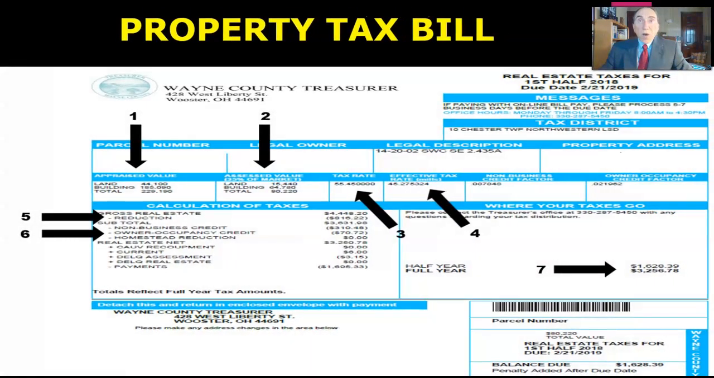This individual's Ohio property tax bill shows the various elements of taxation, such as: 1. Property classification and true value. 2. Assessed value. 3. Millage tax rate. 4. Effective millage rate. 5. Reduction. 6. Homestead exemptions. And 7. Property tax that's due.